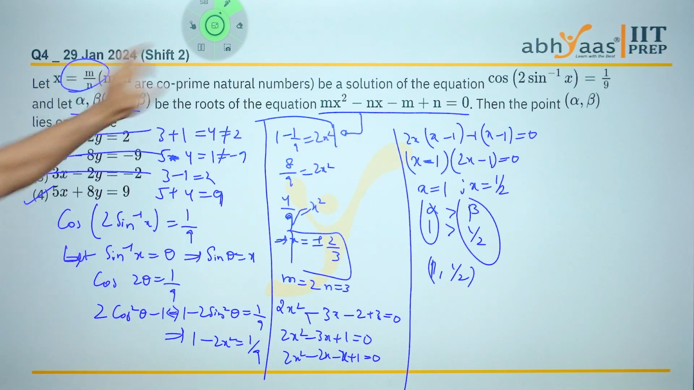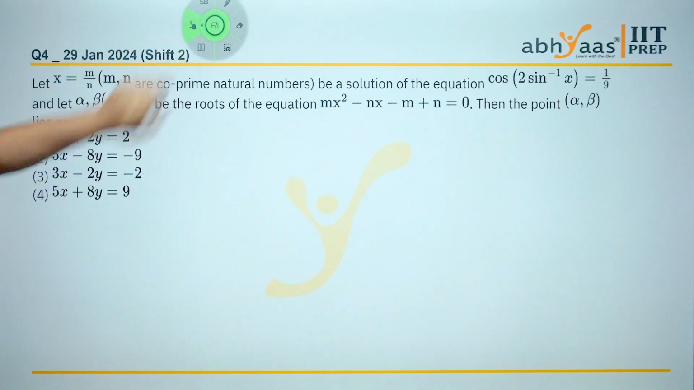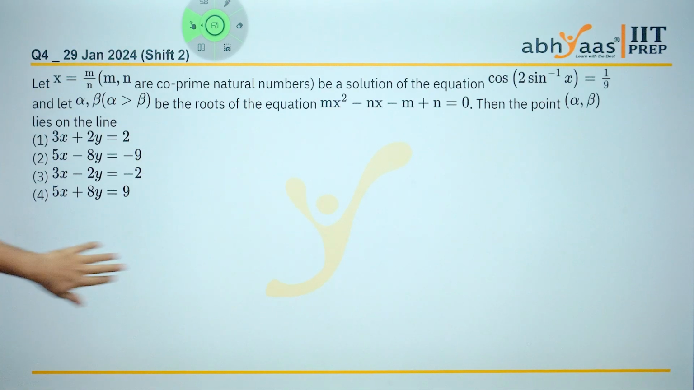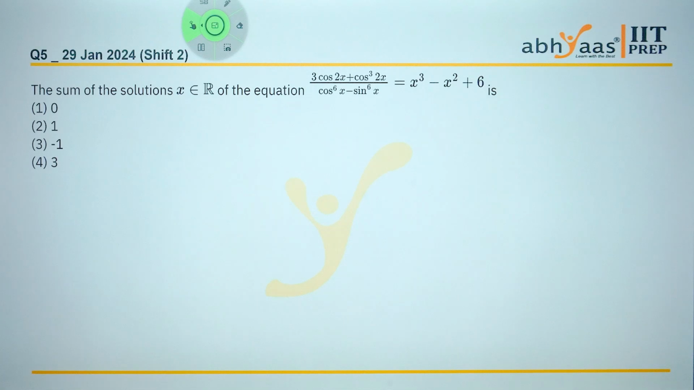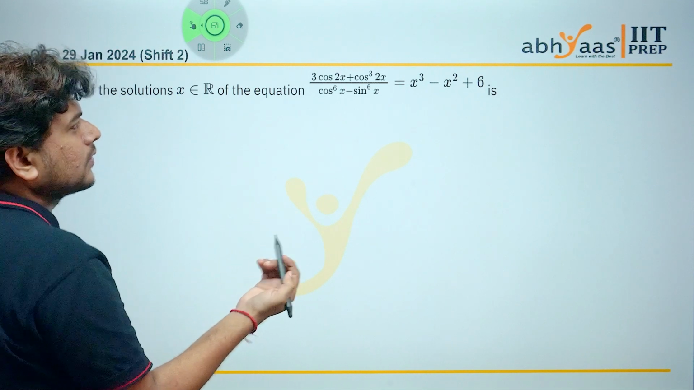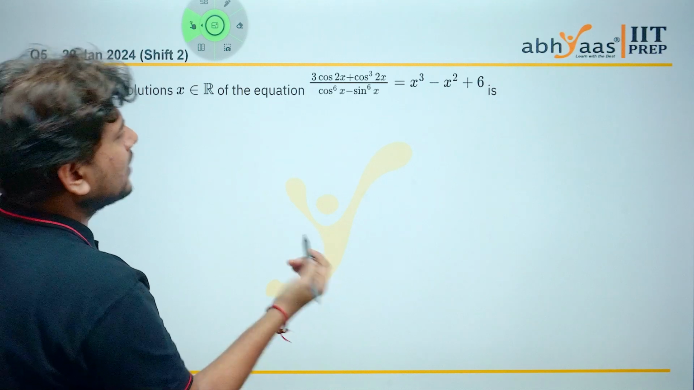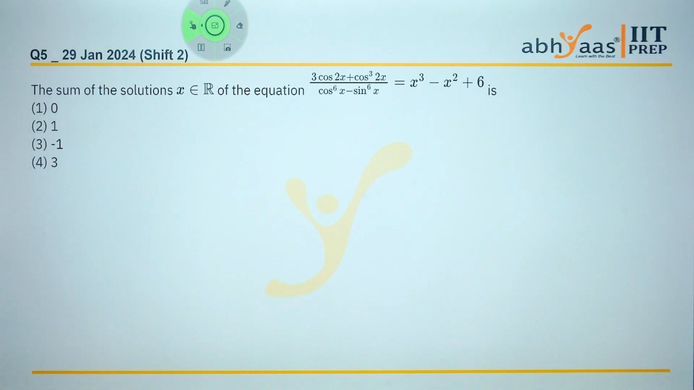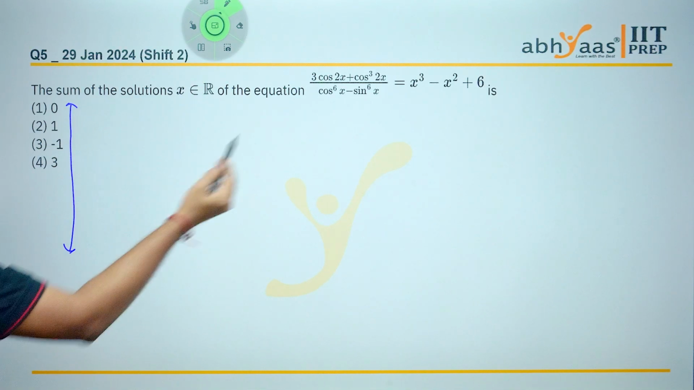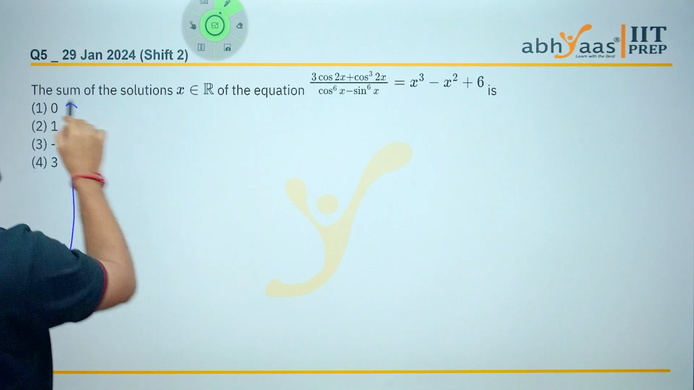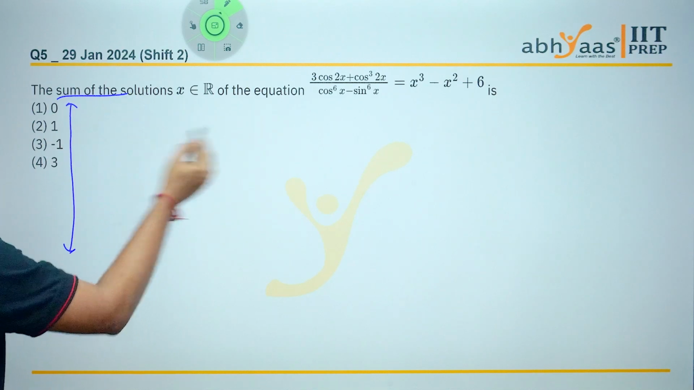Okay guys, so let's go to the next question. The sum of solutions x belongs to R of the equation 3 cos 2x plus 3 cos cube 2x by cos power 6x minus sin power 6x equal to x cube minus x square plus 6. Yeah, we have to solve this equation, so that we get the x values, and then we can sum the solutions to get the final answer.